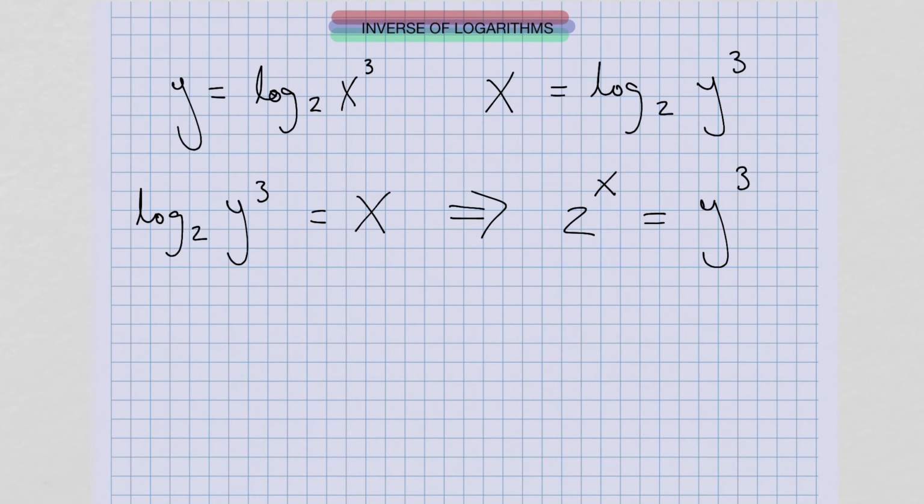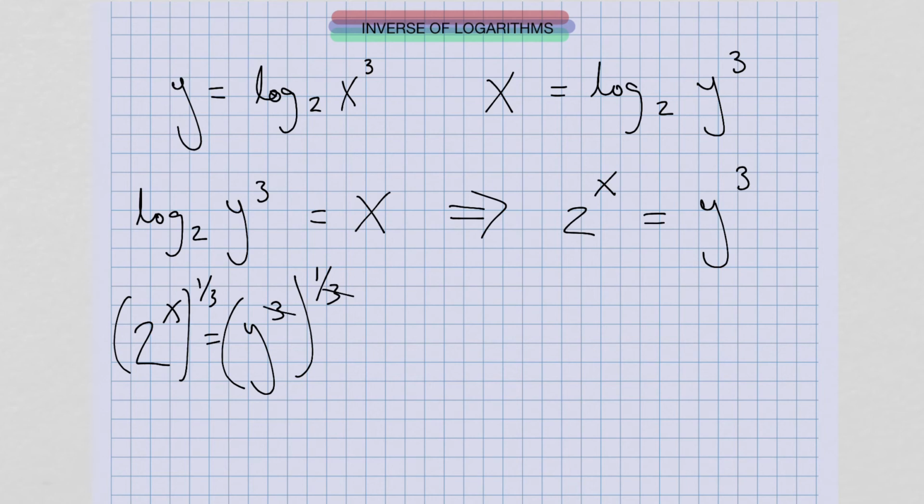Okay, so now what do we do here? This is a good question. What do we do at this point? So we have 2 to the x equals y to the third power. What you could do to get rid of this cube, because you're trying to get y by itself, is raise both sides to the 1/3 power. Okay, and see what that does is it cancels out over here. So now we have 2 to the x raised to the 1/3 equals y.